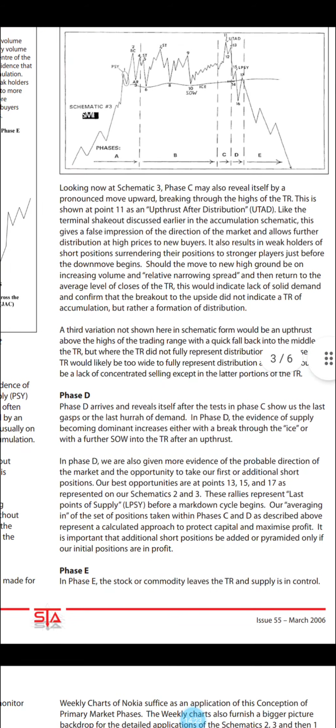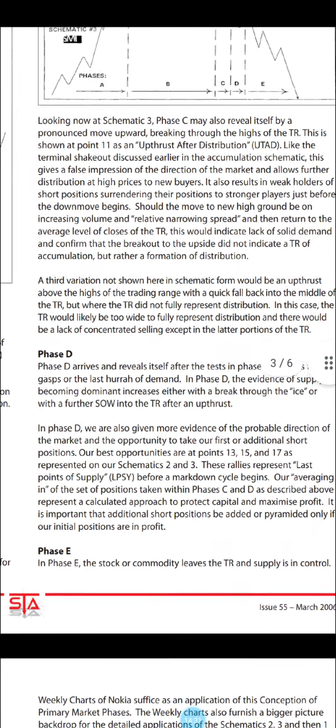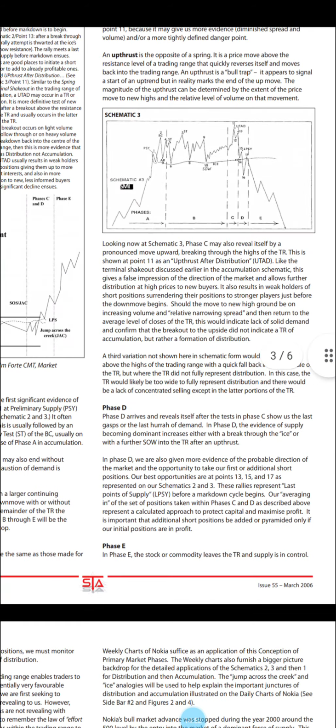So as represented on schematic 2 and 3, these rallies represent last points of supply before a markdown cycle begins. Our averaging of the set positions taken within phase C and D as described above represents a calculated approach to protect capital and maximize profit. It is important that additional short positions be added or permitted only if our initial positions are in profit. In phase E, the stock or commodity leaves. Phase E we'll keep for tomorrow.